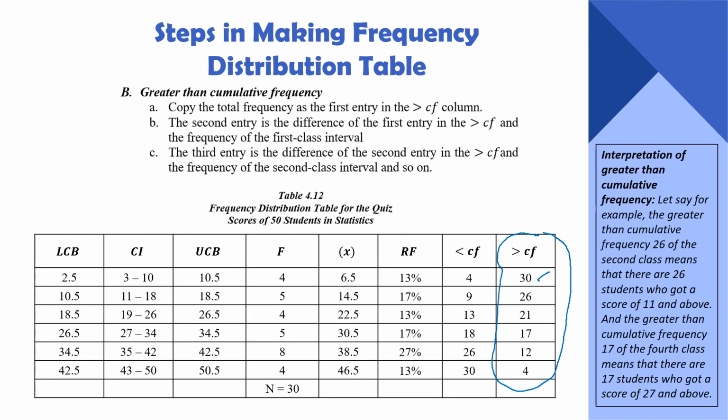For the interpretation of our greater than cumulative frequency, for example, the greater than cumulative frequency 26 of the second class means that there are 26 students who got a score of 11 and above. So, saan galing yung 11? Ito yon, yung ating lower class limit. And then, the greater than cumulative frequency 17 of the fourth class means that there are 17 students who got a score of 27 and above. So, yung 27 naman is the upper class limit of the fourth class.